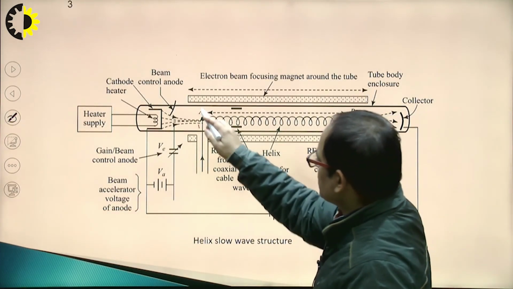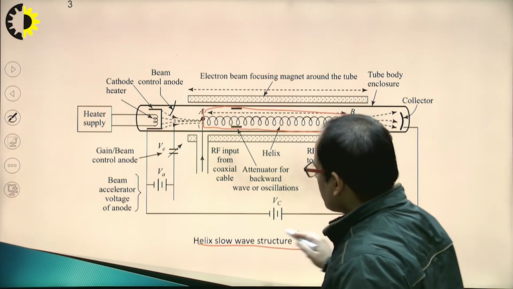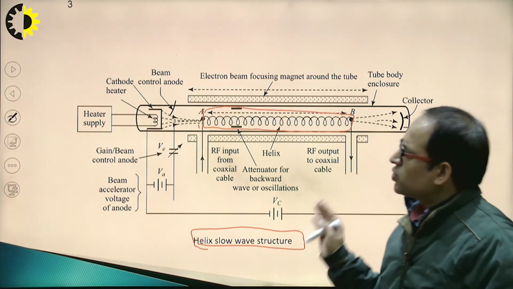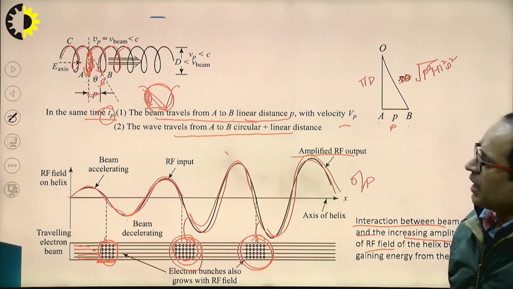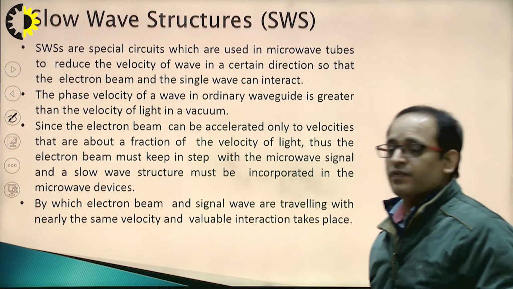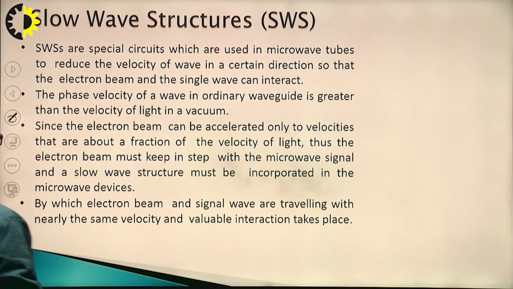Now see this slow wave structure. This structure is in the form of a helix, so it is known as the helix slow wave structure. The helix slow wave structure slows down the speed of the wave, which results in maximum interaction of the electron with the RF field. SWS are special circuits used in microwave tubes to reduce the velocity of the wave in a certain direction, so that the electron beam and the signal wave can interact.